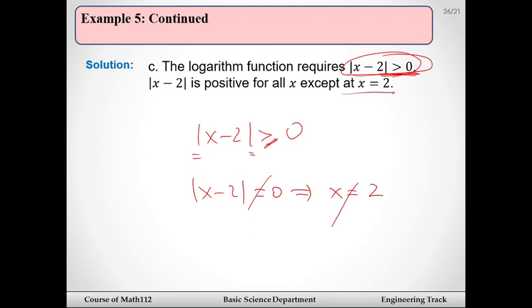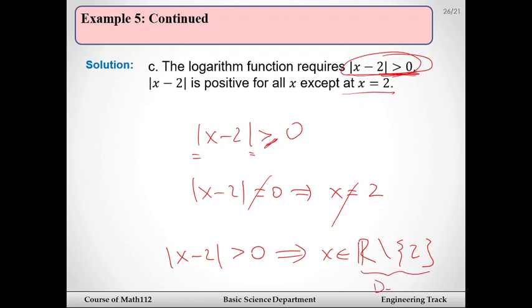So then the solution of this will be all real numbers, so x belongs to the set of all real numbers except 2. Because if you put 2 here, there will be equality, so 0 equal to 0, but we don't want this. So the domain should be all real numbers except 2.